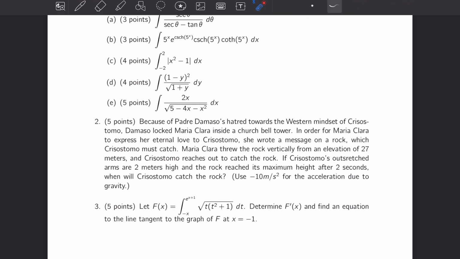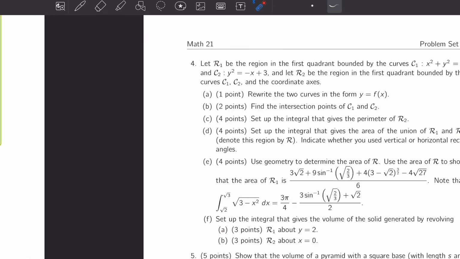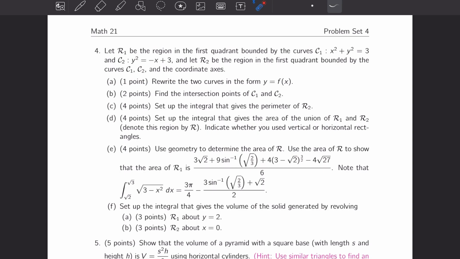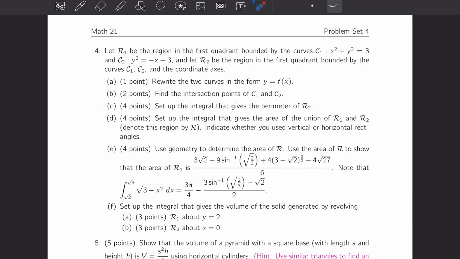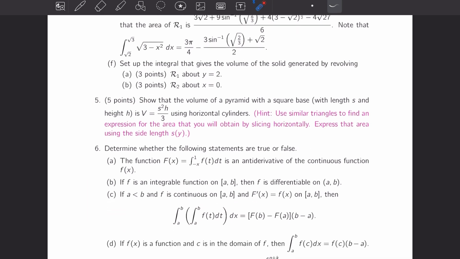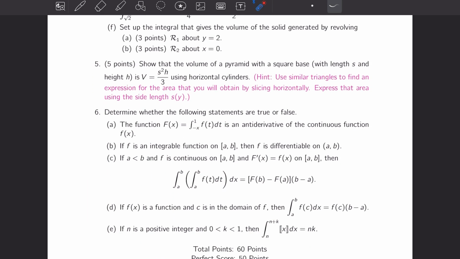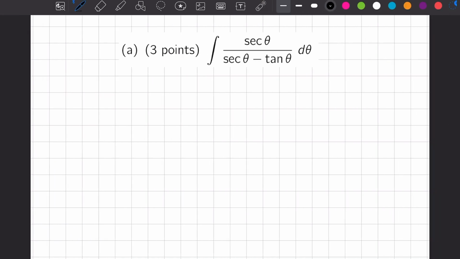For the third one, we have a problem on the first fundamental theorem of calculus. In the fourth problem, we have questions on the perimeter or the arc length, area, and volume. In the fifth one, we have a volume problem, and of course, we have our true or false questions. Let's start with the first integral.